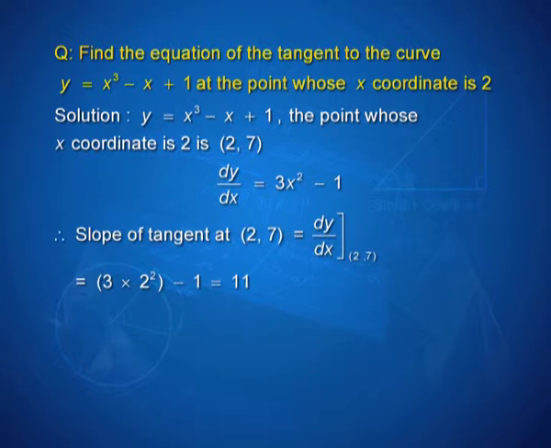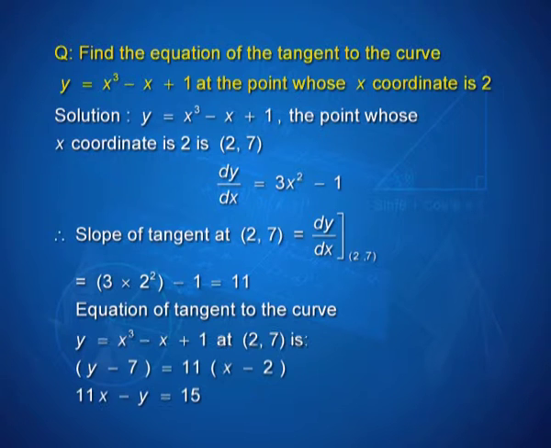So, the slope of tangent at (2, 7) is nothing but the value of dy/dx at (2, 7), resulting in the number 11. Therefore, the equation of the tangent to the curve using the point-slope form would be y minus 7 equal to 11 times (x minus 2). Simplify, and express as a linear equation in the standard form ax plus by equal to c.